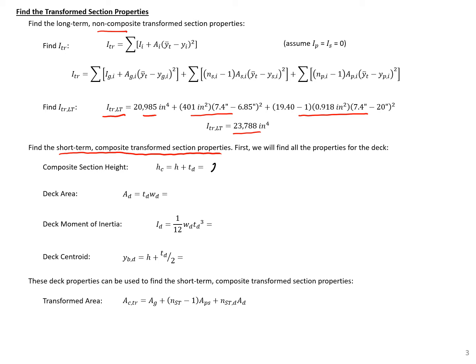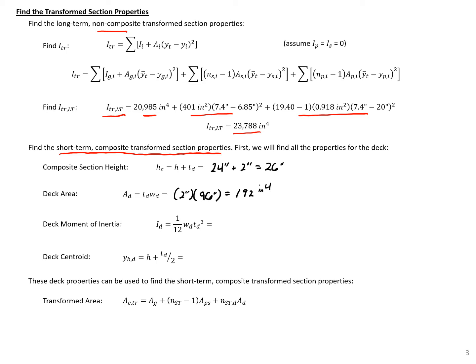And to do this, we'll take our 24 inches, which is the height of the beam, plus 2 inches, the height or thickness of the topping, which will give us a total composite section height of 26 inches. Our deck area is just our 2-inch topping thickness times 96 inches for the width of the topping, which will be 192 inches to the fourth.